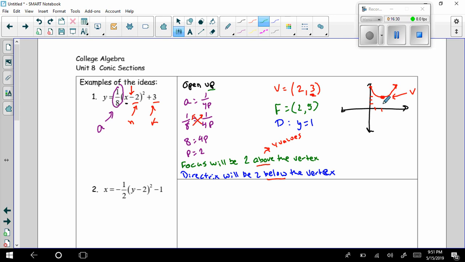So if I go up 2 from that point, this is your focus, and you can see that point there is 2, 5. If I go down 2, so here's your P in here. If I go down that same P, then I'm at this line here that passes through that, which is the line y equals 1, okay, which is your directrix. All right, and so that's it for that one.